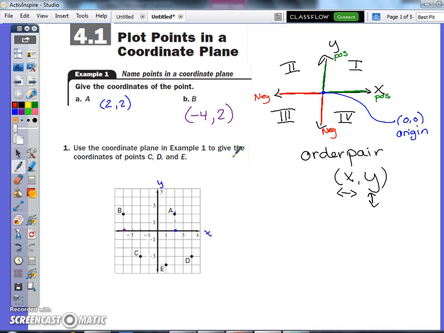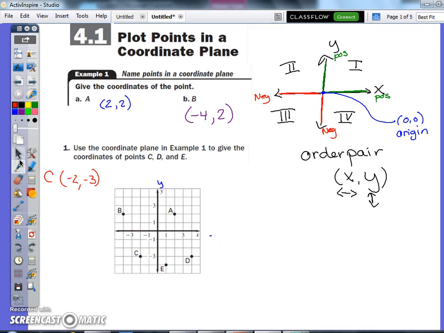Then it says, use the coordinate plane in example 1, which is right here, to give the coordinates of points C, D, and E. Point C, let's find its ordered pair. We go over 1, 2, so we're at negative 2. We'll go down 1, 2, 3, so we're at negative 3. So over is negative 2, and down is negative 3, so we're at negative 2, negative 3.